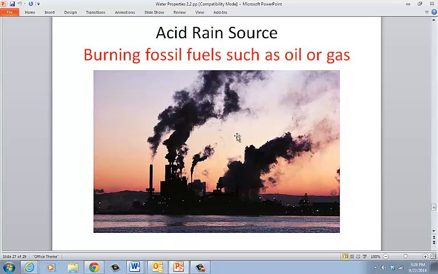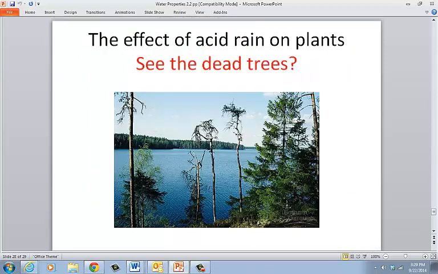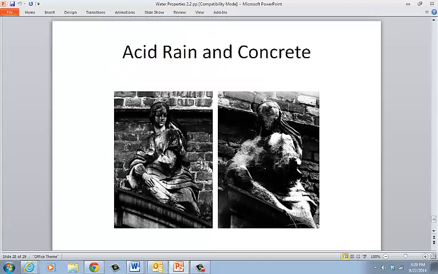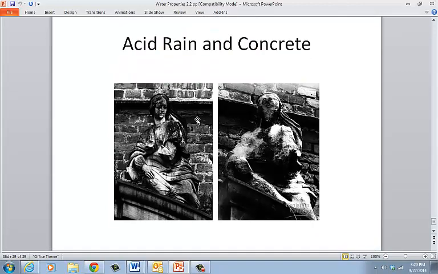It can burn leaves, it's going to put too much acid in the soil, and the plants are going to die, or it's going to have an impact, clearly, on those plants. So you can see these dead trees right here, and that's the effect of acid rain. That's coming because the water is just too acidic. And you can see on concrete, here's what it looked like before, and it just eats up that concrete because the water is too acidic.